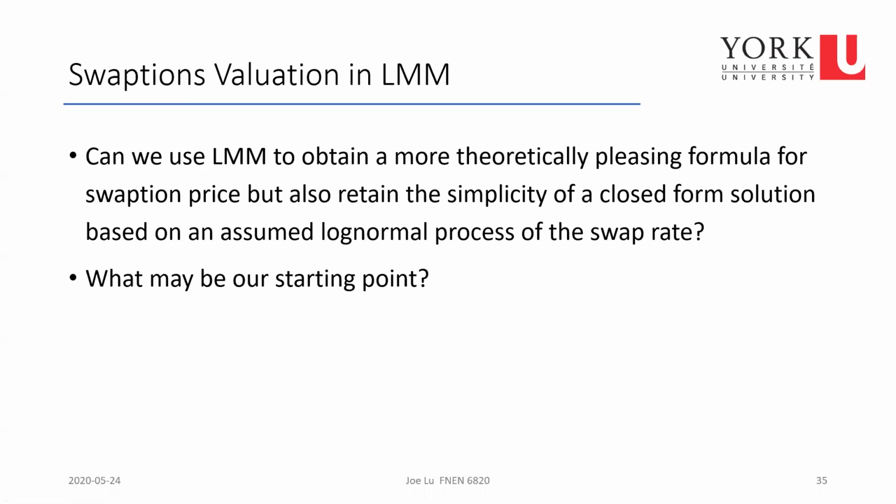Let's move on and look at how we can use the LIBOR market model to get something more theoretically pleasing for a closed form formula for swaption prices. Earlier we have looked at that if we were to assume the swap rate follows a log normal process, we are able to derive a closed form formula for swaption. But then, it depends on the swap rate being log normal, which is a little restrictive, right?